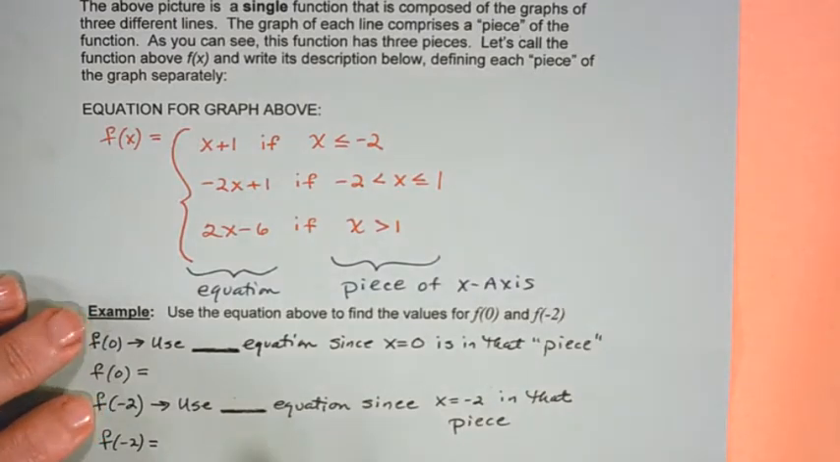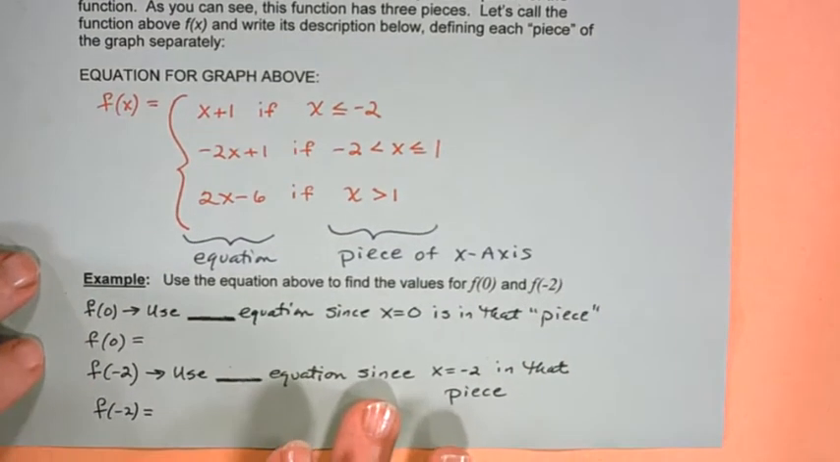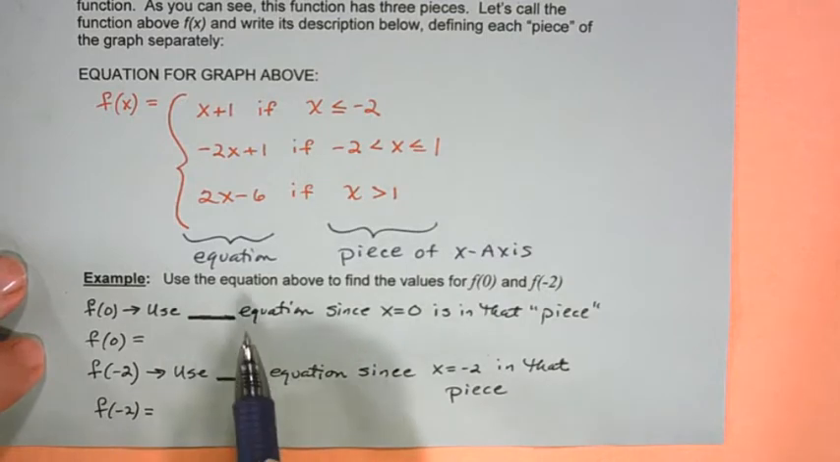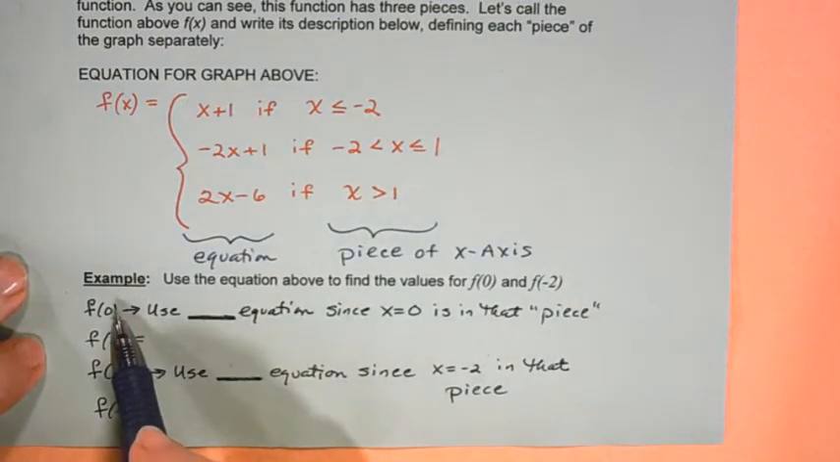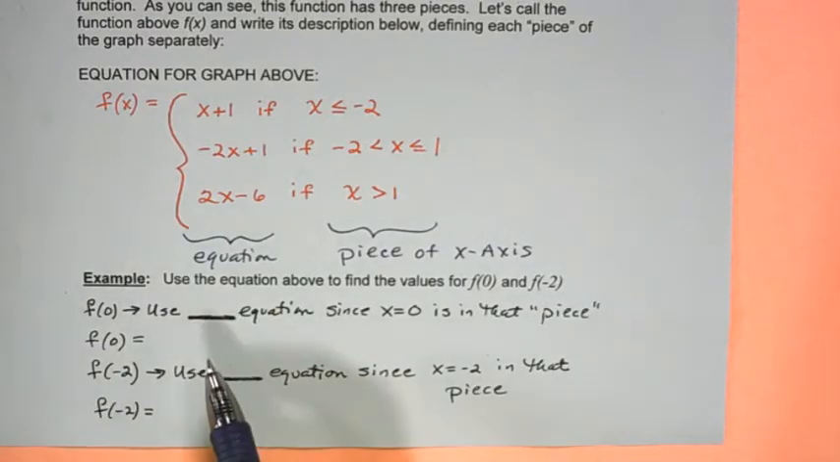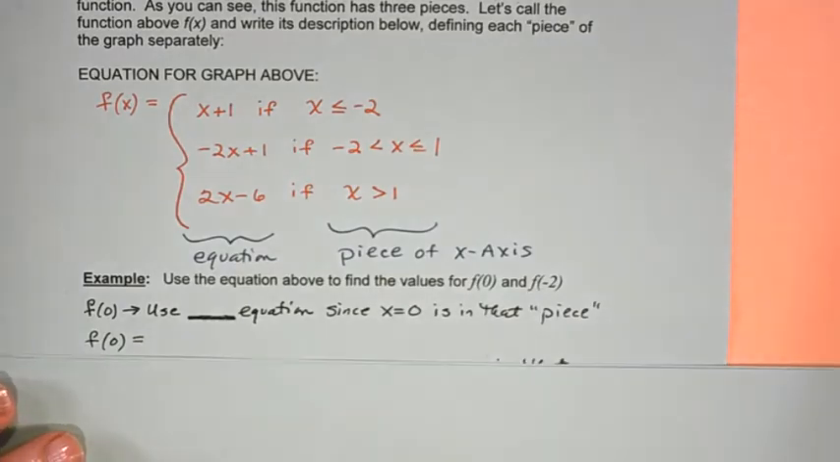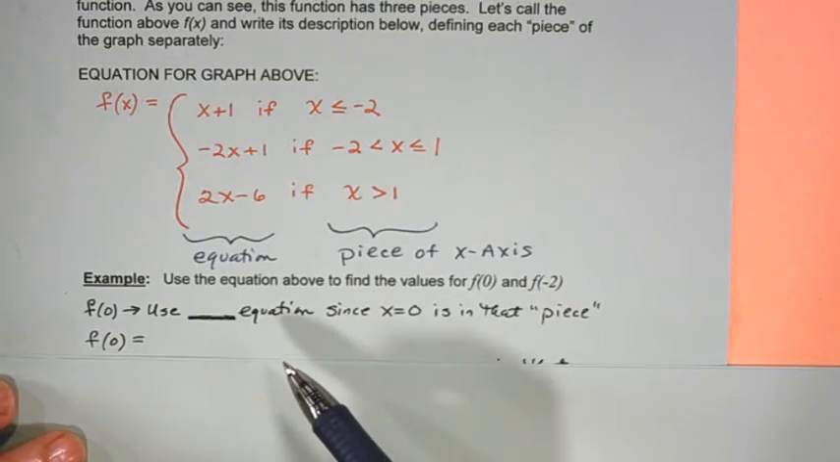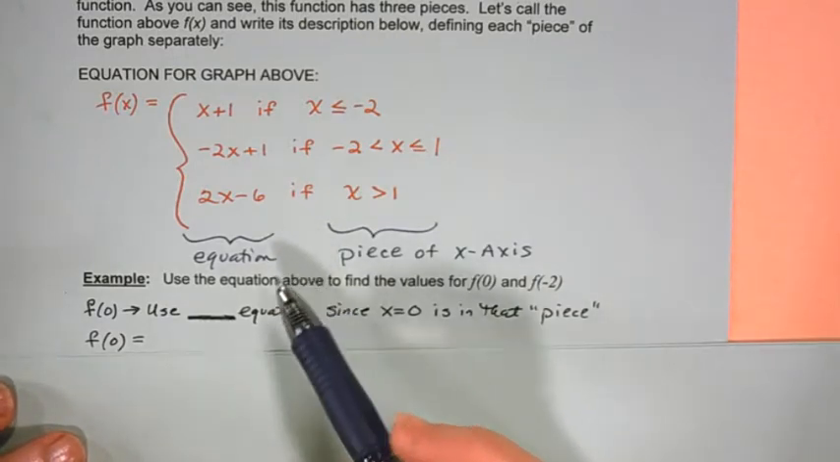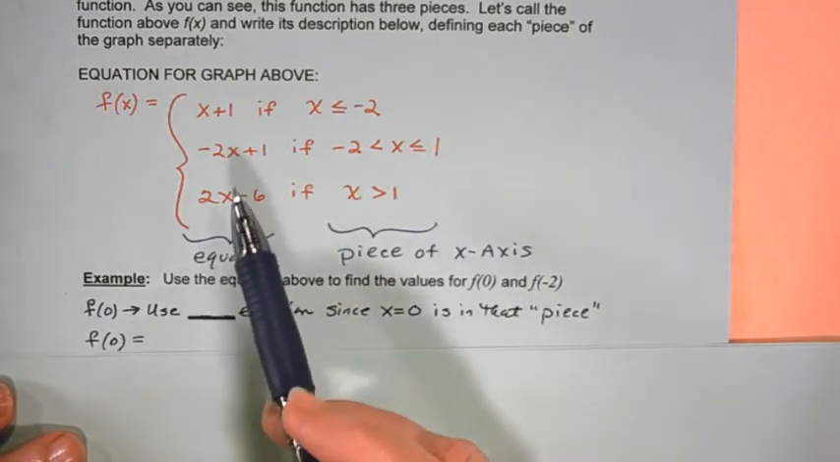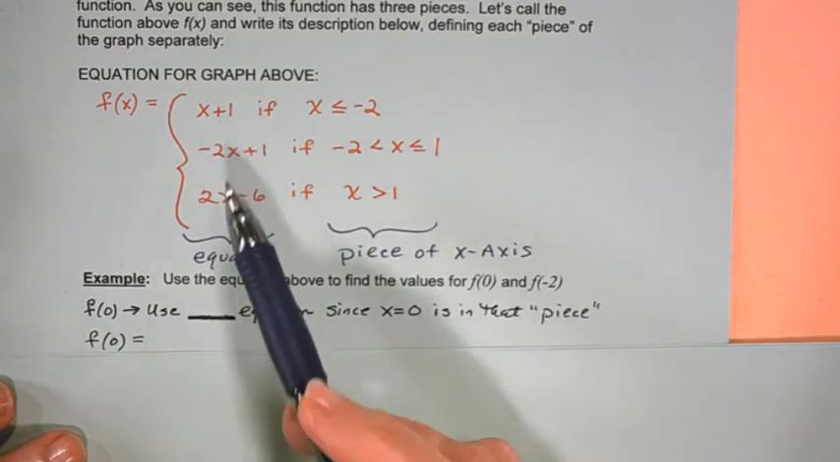All right, let's use that equation to answer these questions. We want to find the value for f of 0, which means the y value when x equals 0. So let's take a look at it. Let's do that one first. Well, I've got 3 different equations to pick from, but I can only use one. I don't use all 3. So I have to find out which one of these equations is good for when x is equal to 0.